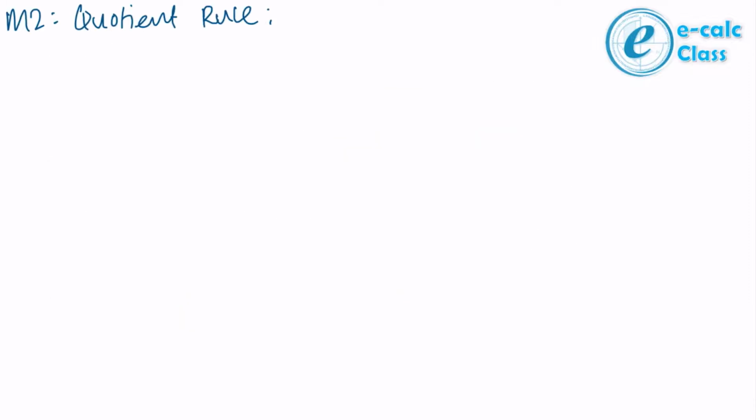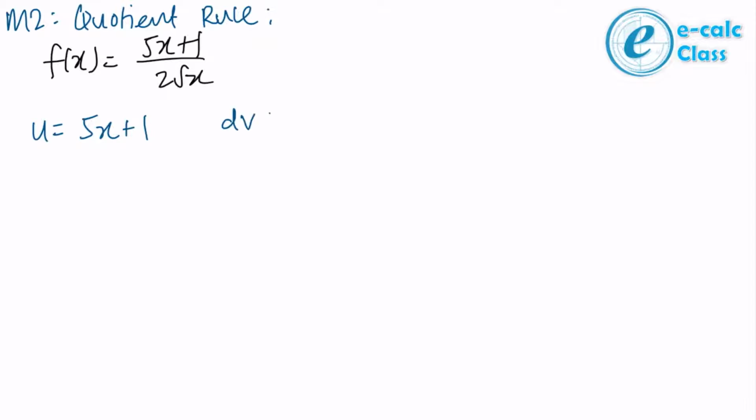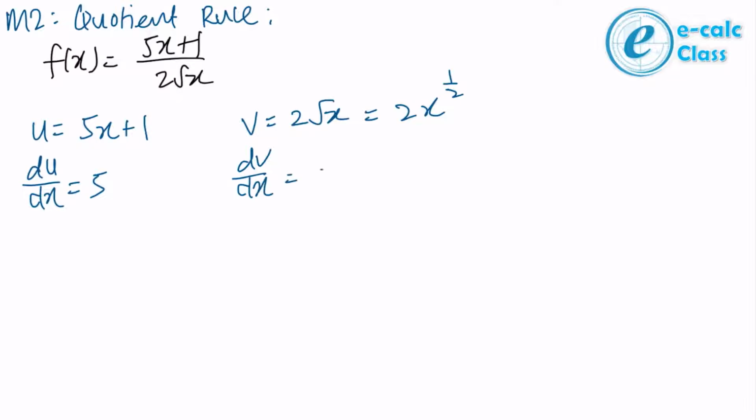Let me copy the function f(x). The one on top, we call u. The one at the bottom, we call v equals 2 square root x, which is actually 2x to the half. Then you just differentiate. du/dx is 5. dv/dx, you bring down the power, minus 1, and simplify, this is x to the negative half. Then now we just plug in your formula.